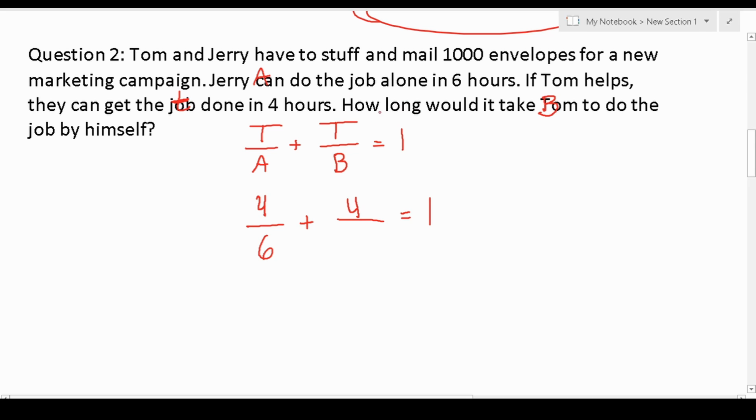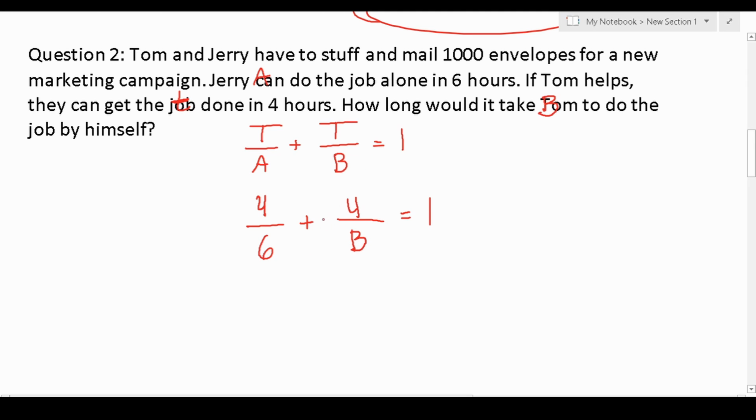In fact, that's what we're being asked. How long would it take Tom, B, to do the job by himself? So we're just going to let B be the variable for which we're solving. Okay? So now that we've written down the generic formula and made adjustments so that it's in accordance with the word problem, all we have to do is solve this one for the variable B, and we'll have our answer.